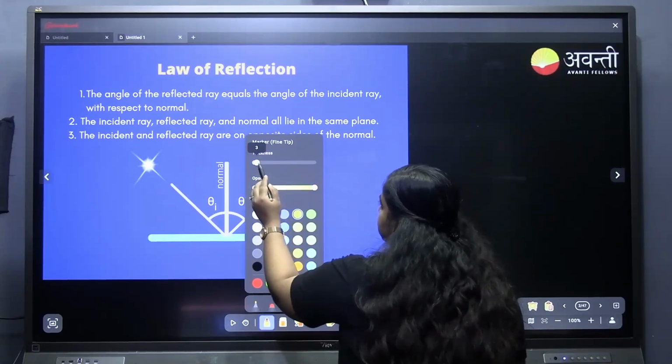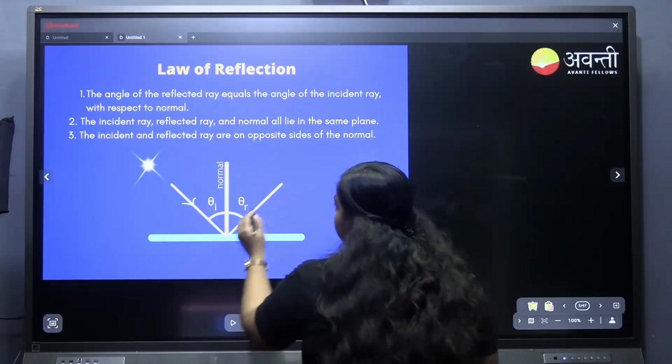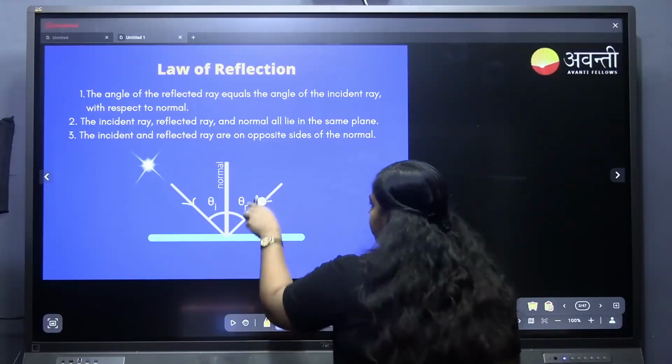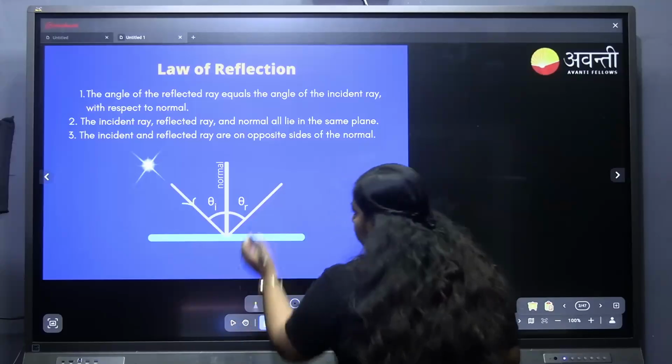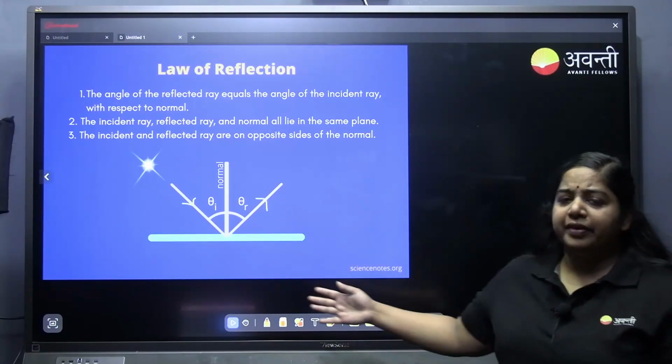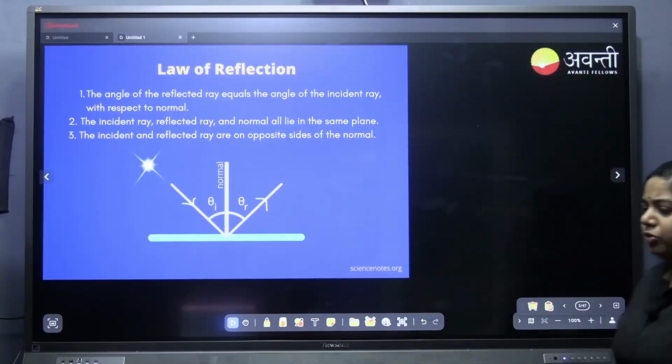Okay, so this is what our law of reflection states, and there is no further explanation in this, so we can move to the next one.